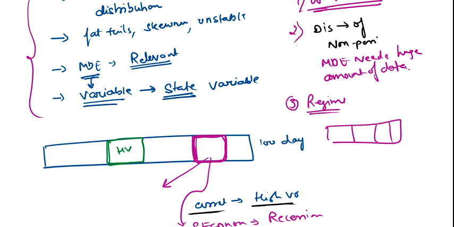Apart from that, if you are using the concept of regime in the historical simulation approach, you have a huge amount of data, but you are using only a portion of it, which means inefficient use of the data. So this covers all the advantages as well as the disadvantages of the parametric and non-parametric methods.